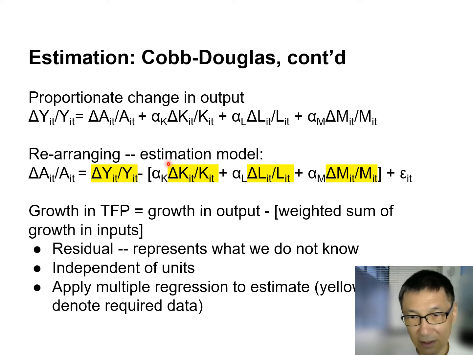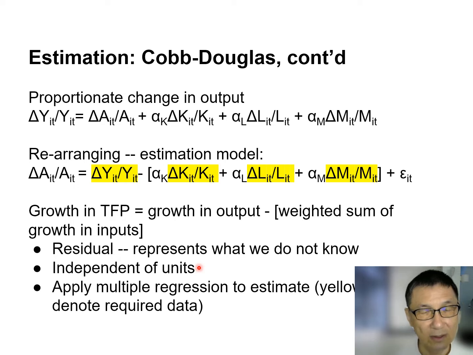Because no estimation model can be perfect, there will always be some error. To summarize, the estimate of total vector productivity is a residual. It's a residual from the difference between the growth in output minus the weighted sum of the growth in inputs.